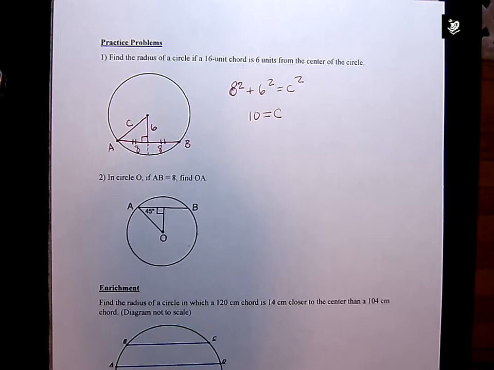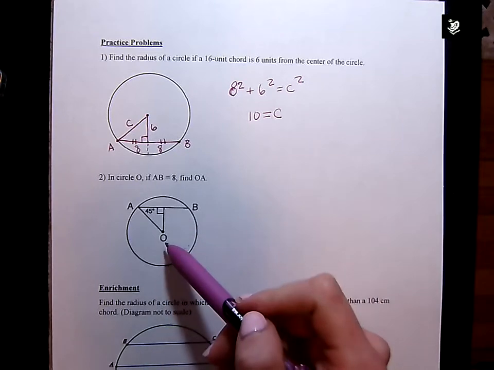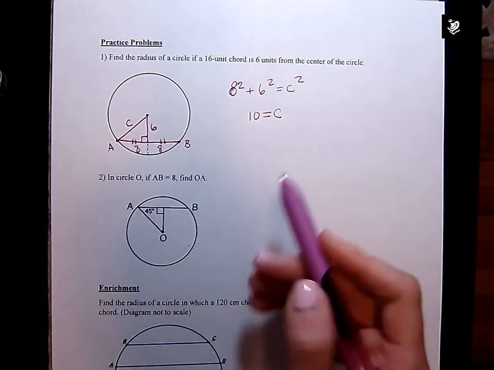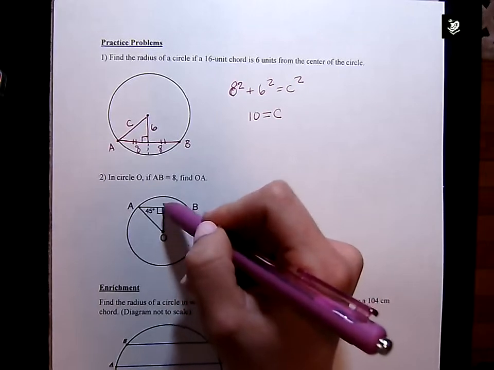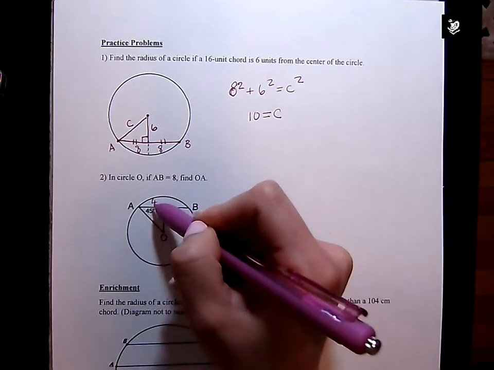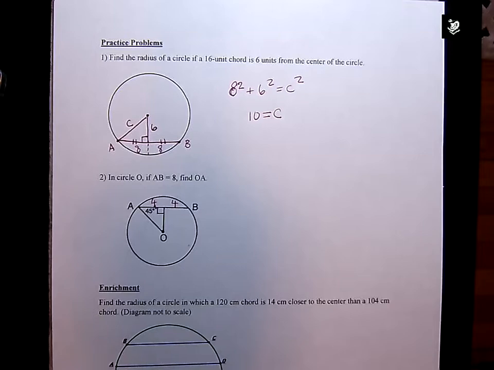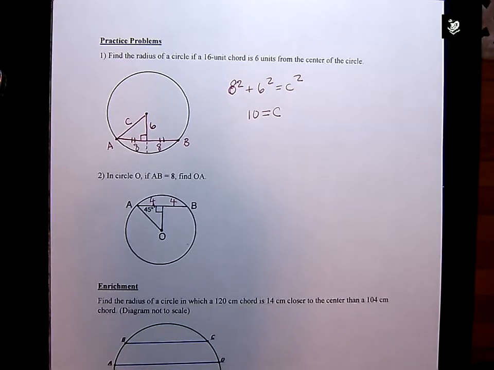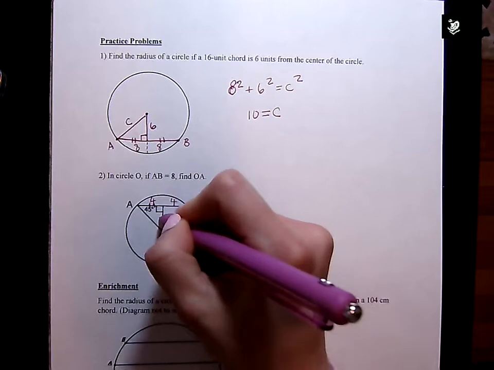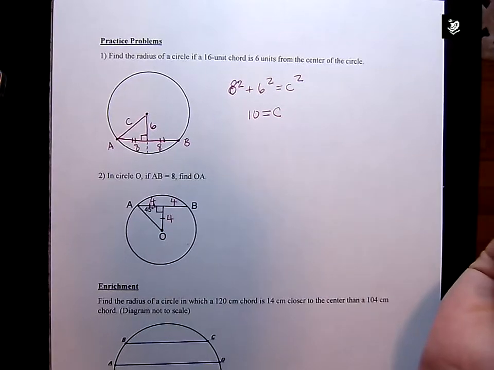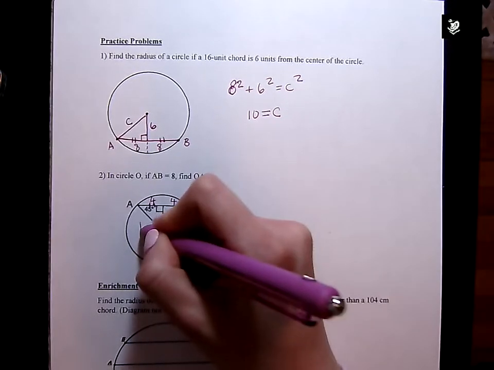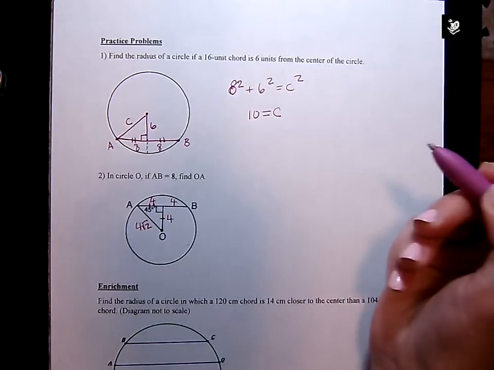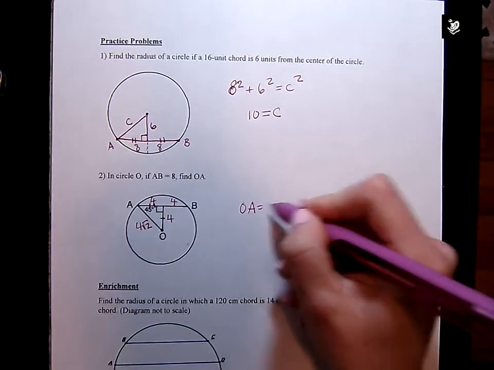The second one's very similar. Again, they're giving me circle O. They're telling me that AB is 8. So since this is perpendicular, we know that each of these pieces right here are going to be 4 and 4. And now it's a 45, 45, 90. So that goes back to chapter 9. So if I want to find OA, I know that the legs are congruent. They're both 4. And then the hypotenuse is 4 radical 2. So OA is equal to 4 radical 2.